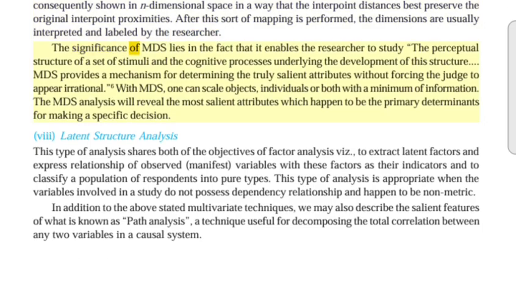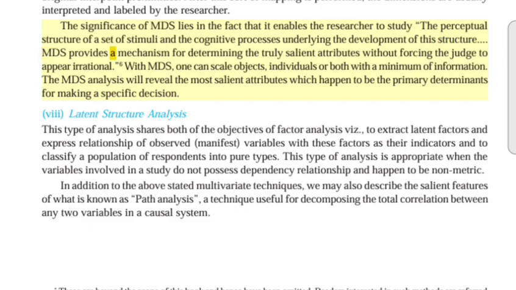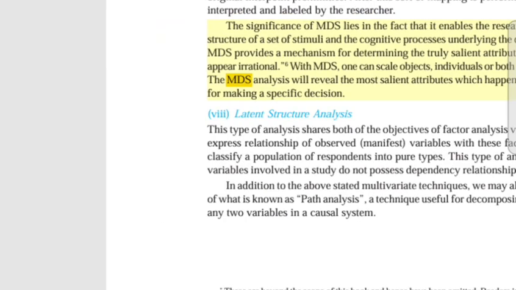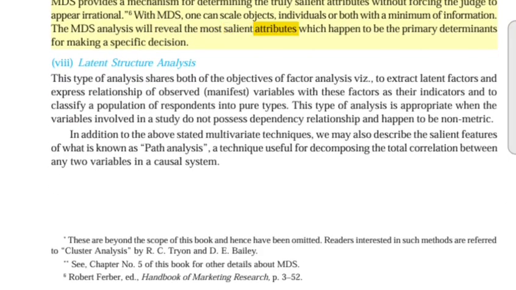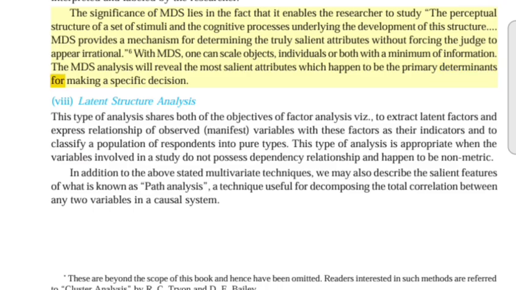The significance of MDS lies in the fact that it enables the researcher to study the perceptual structure of a set of stimuli and the cognitive processes underlying the development of this structure. MDS provides a mechanism for determining the truly salient attributes without forcing the judge to appear irrational. 6. With MDS, one can scale objects, individuals or both with a minimum of information. The MDS analysis will reveal the most salient attributes which happen to be the primary determinants for making a specific decision.